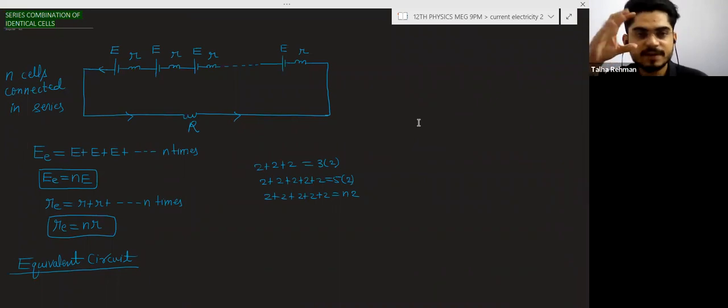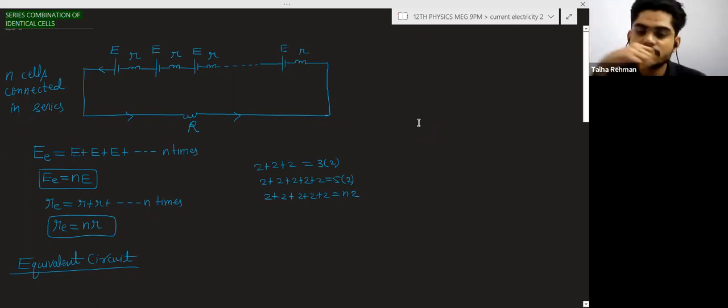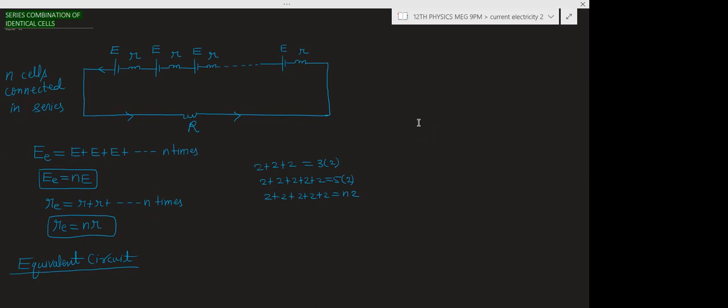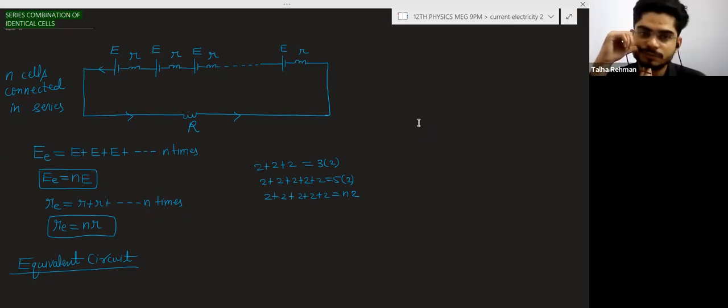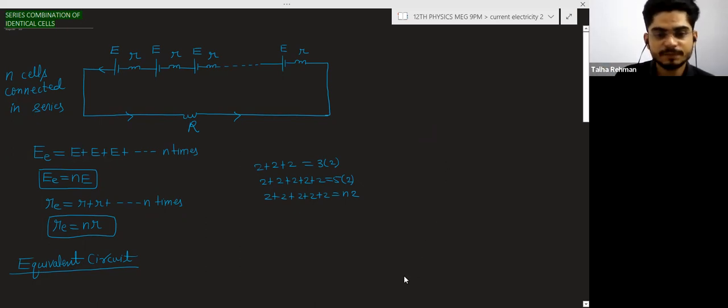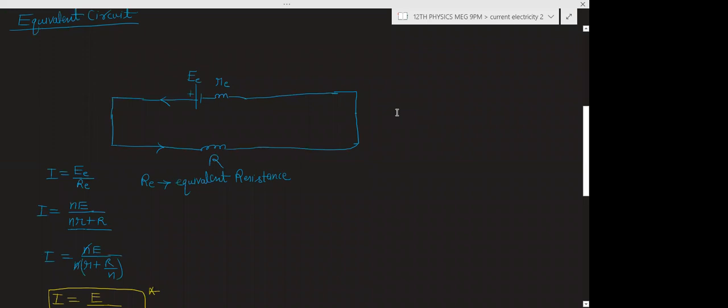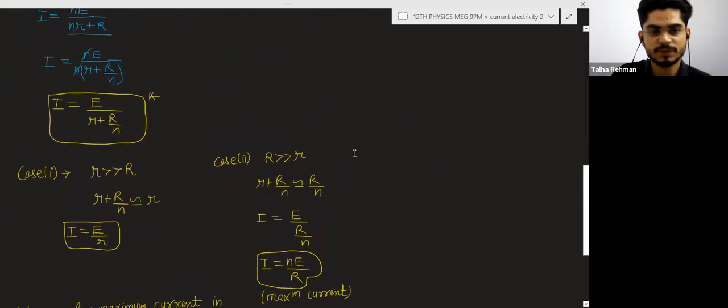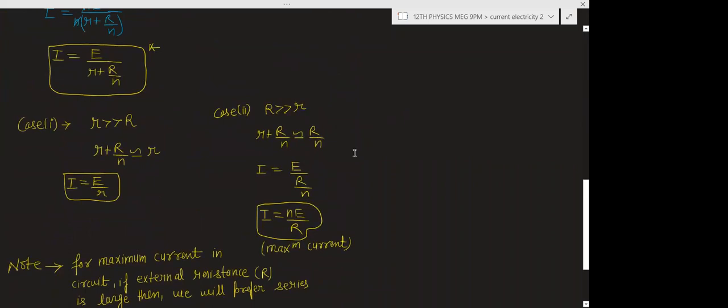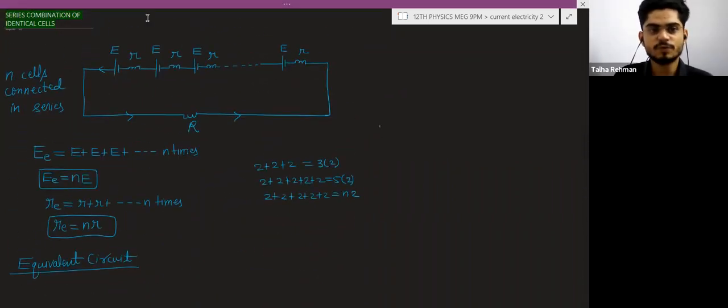We have connected n equal cells, identical cells in series. Have I taken the screenshot? What, sir? You have taken the screenshot. Yes, yes. And this one? Almost completed, not quite. Okay, take it. Okay, done. This one done? Yes, sir. Okay, this one also done. And now take the screenshot of this. Done. Okay, fine.